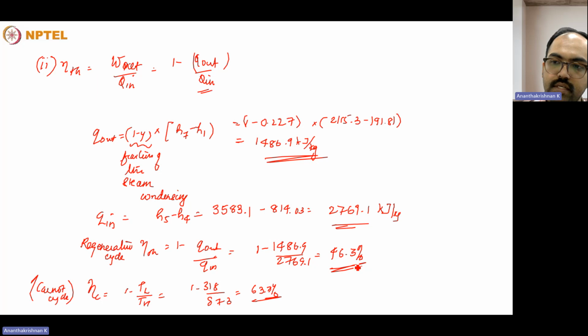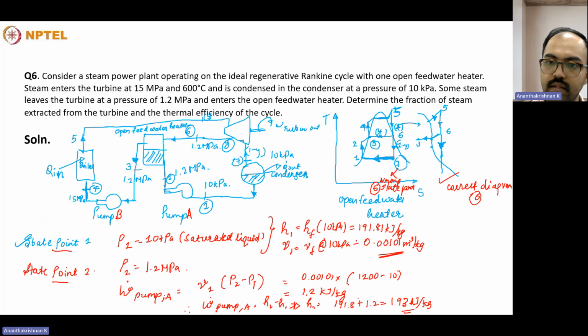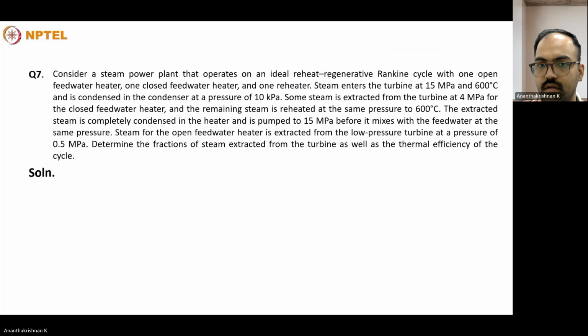So this efficiency is 46, and this is greater than that of a simple Rankine cycle that we have seen in the previous week. So it was somewhere around 40. So we'll look into another problem. This is an open feed water heater. The other one is a closed feed water heater, and try to gauge what will be the difference in the efficiency that the closed feed water heater can attain in comparing to the open feed water heater. So this is the next problem.